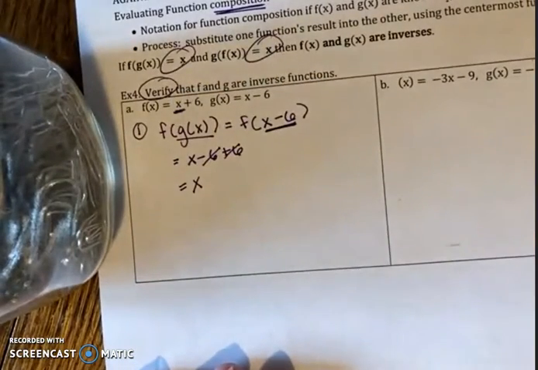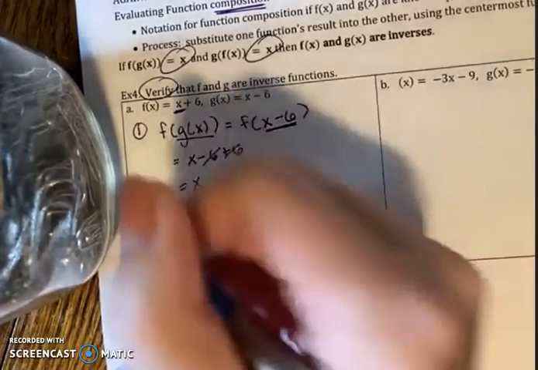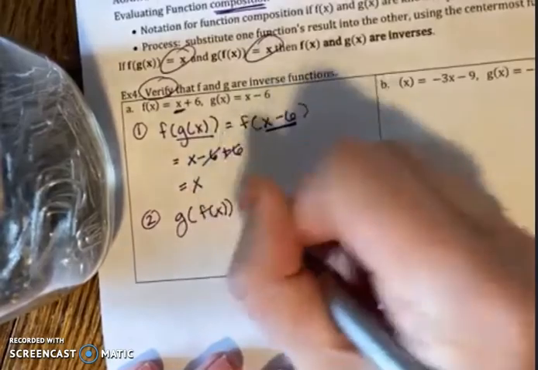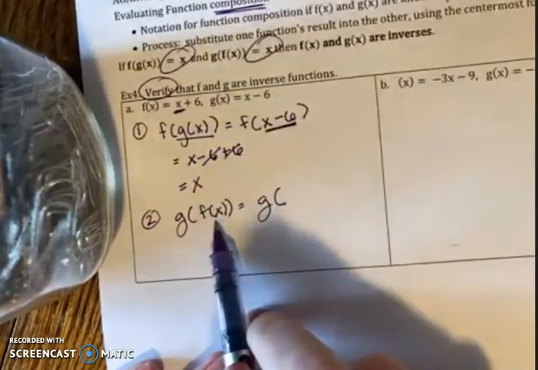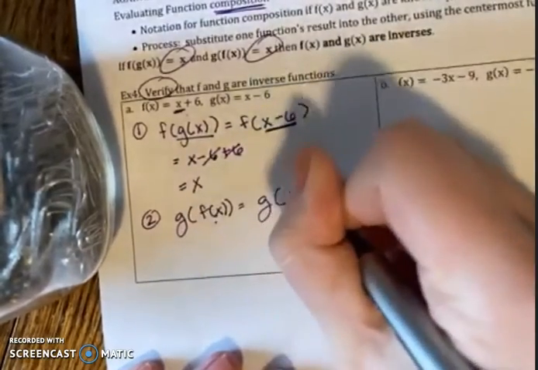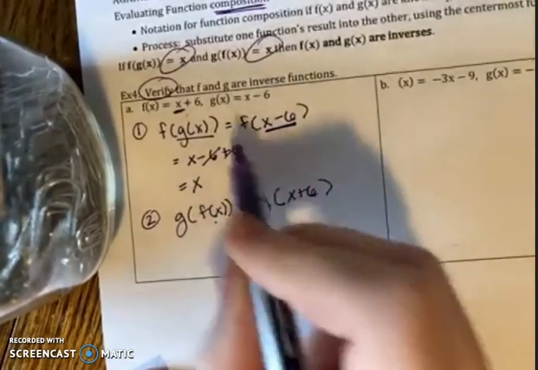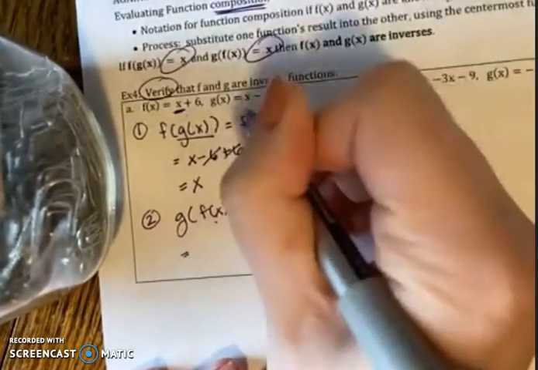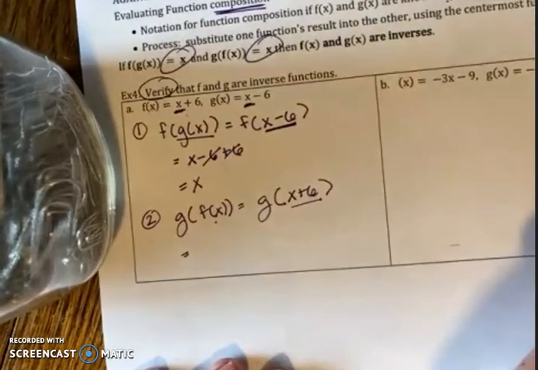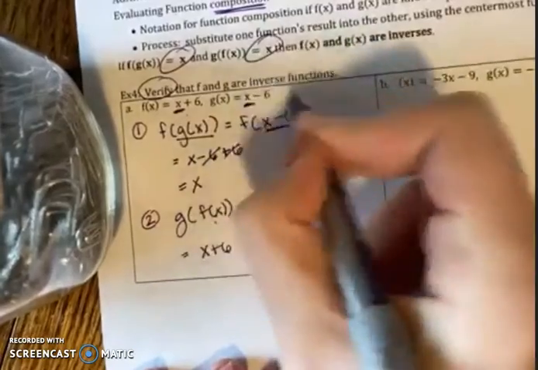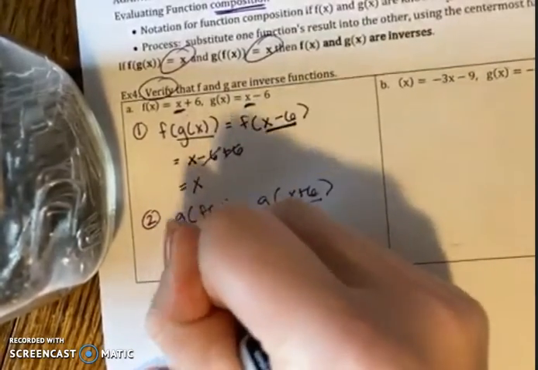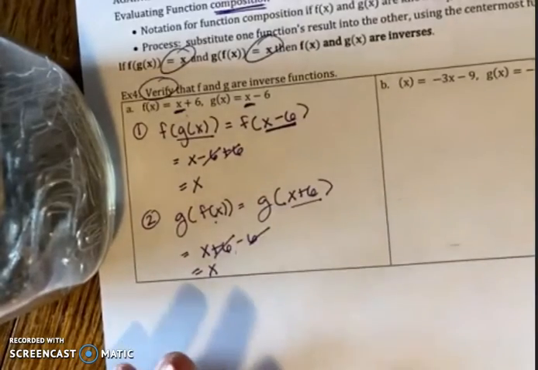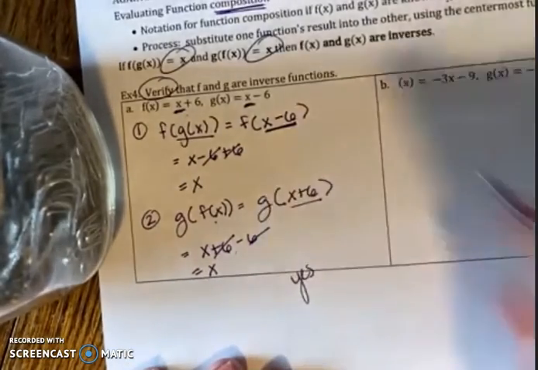Now it has to work in both directions. So we did f of g of x. Now we have to do it a second time, with g of f of x, or g of the whole f of x function, which is x plus 6. And we're going to replace the x with the whole function x plus 6. So really I have x plus 6 minus 6. Once again, you can see we do in fact end up with x. So were they inverses? Yes, they were. We verified it.